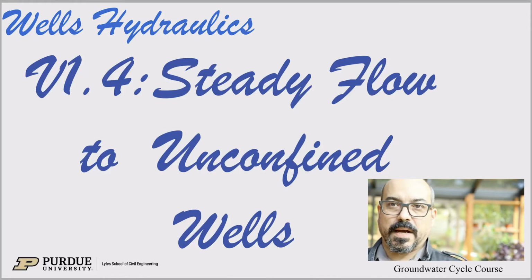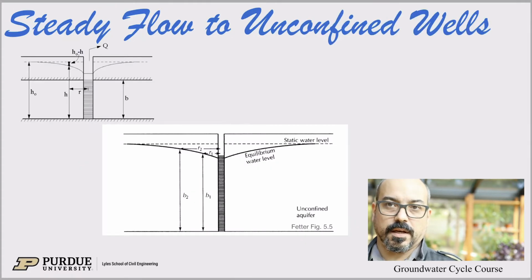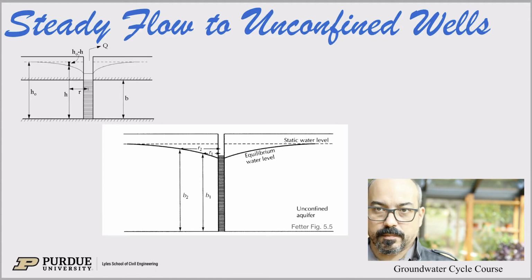And welcome back, everybody. So this is our fourth lecture in this course, and this is on steady flow to unconfined wells. So last time we saw on the top left here the flow to a confined aquifer. So again, the confined aquifer has water depth that doesn't change because it is confined between two impervious layers, so there is no dropping water. Water is always there, and what we drop is the potentiometric, the head basically.